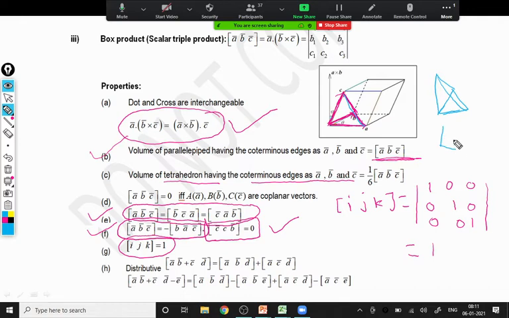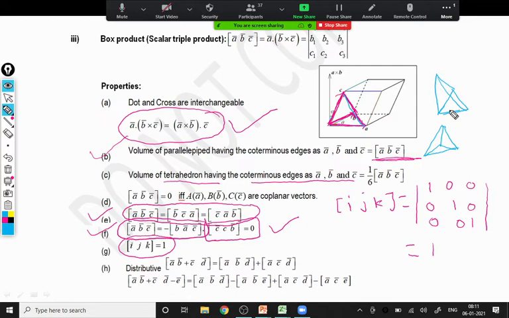I may not be good at that drawing here. I hope you are all getting this tetrahedron. Clear? So a tetrahedron is a solid whose all surfaces are triangles. So it is bounded by 4 triangles. The volume of a tetrahedron whose coterminous edges are A, B, C is 1/6 of the box product ABC. So indirectly we can say in one parallelepiped we can fit 6 tetrahedra.